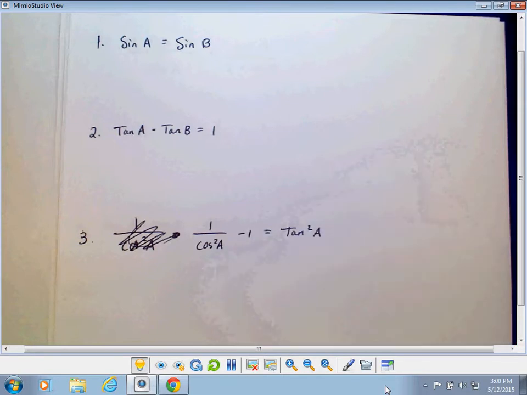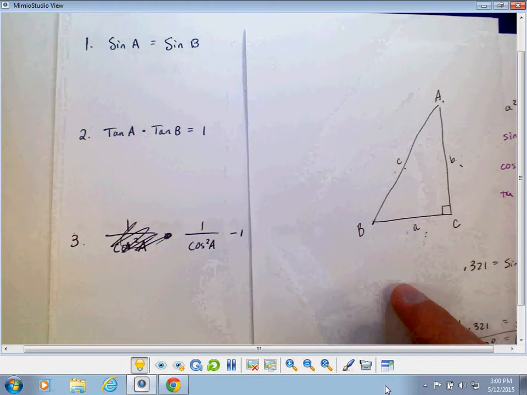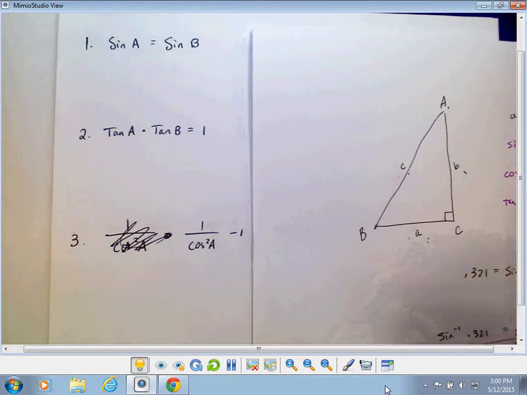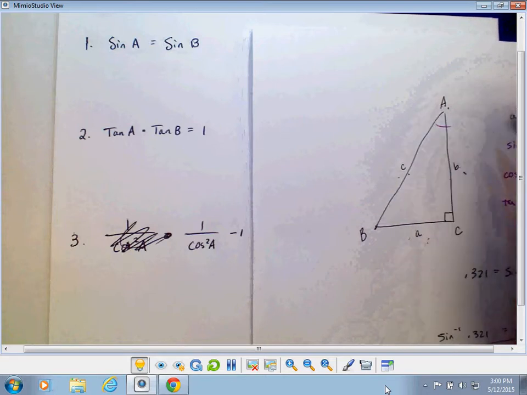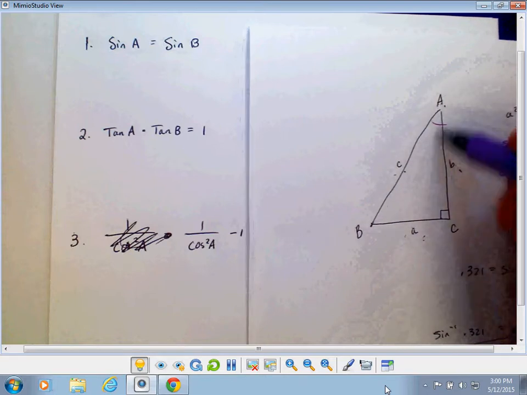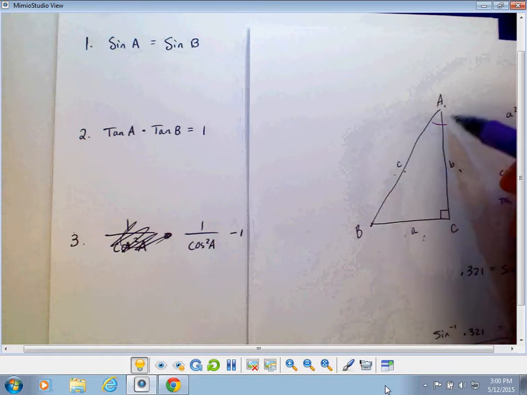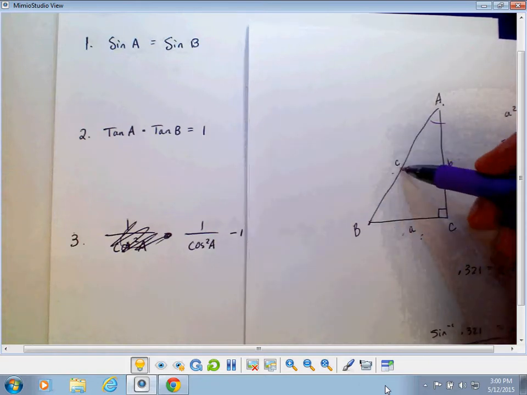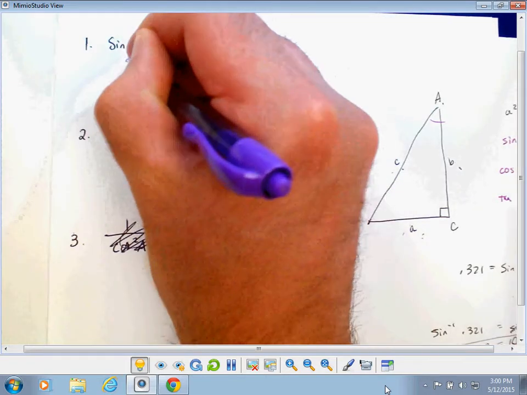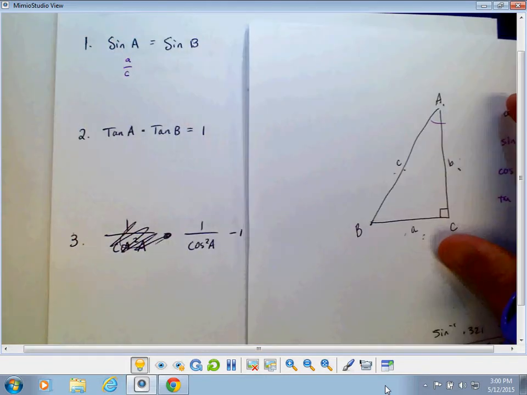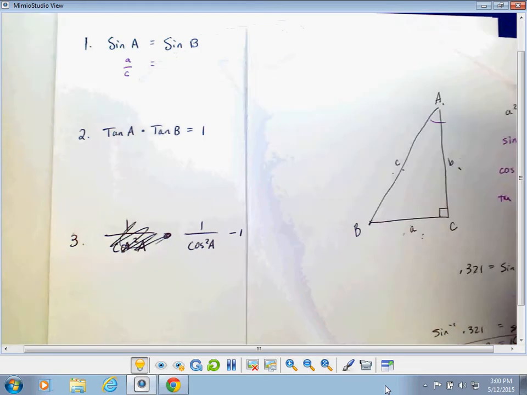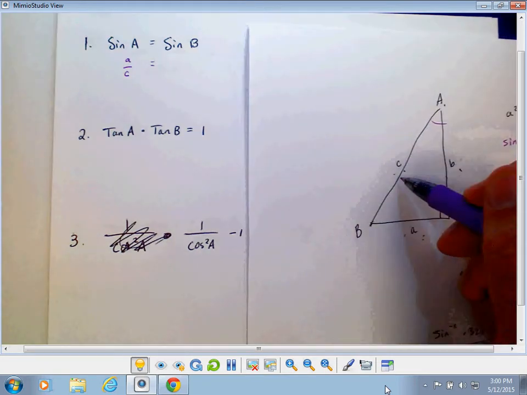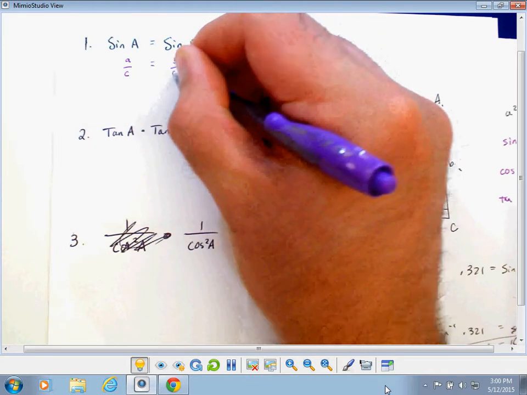Okay, if we're looking at our triangle, maybe you should keep this thing on the side like this for a little bit. So the sine of A, here's angle A, right? The sine of it would be opposite over the hypotenuse. So the opposite side of capital A is A, and then the hypotenuse is always C. So this is A over C. Then the sine of B would be the opposite of B over C, B over C.